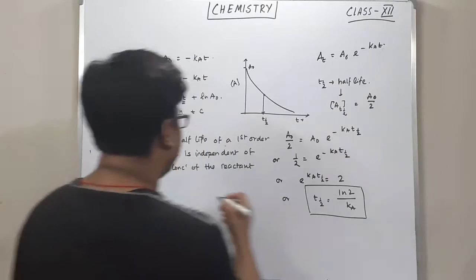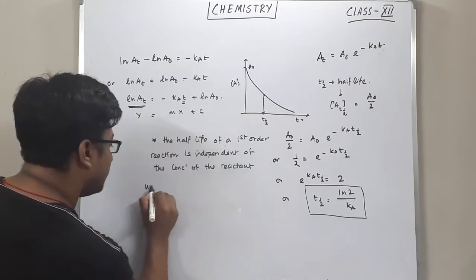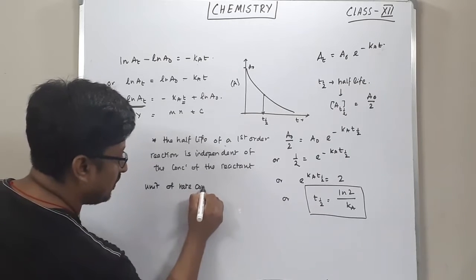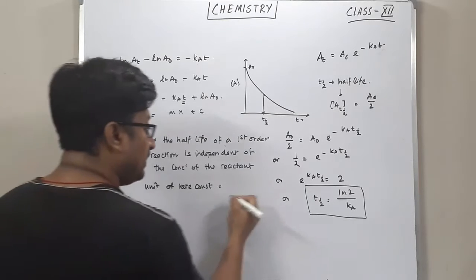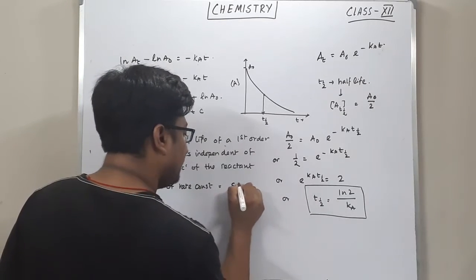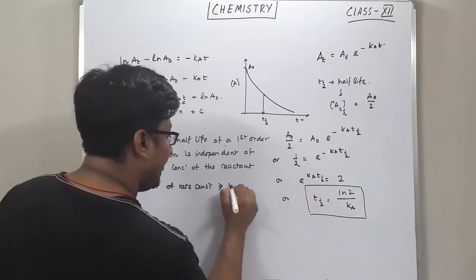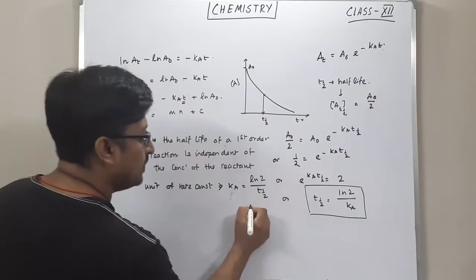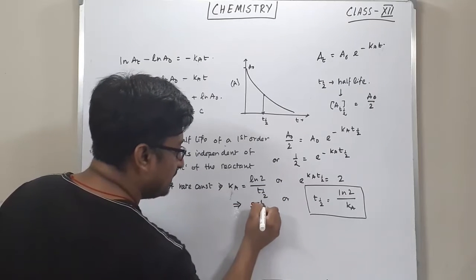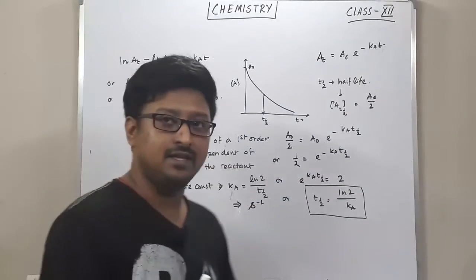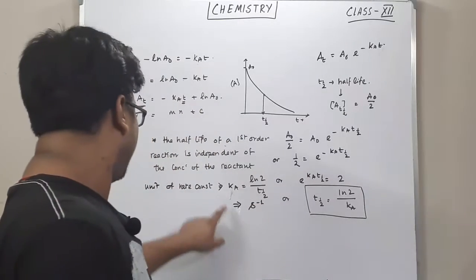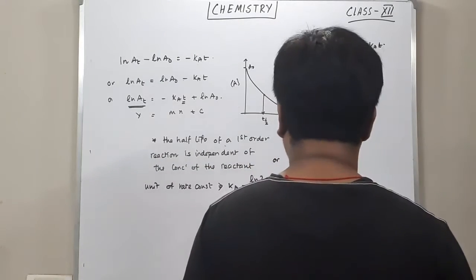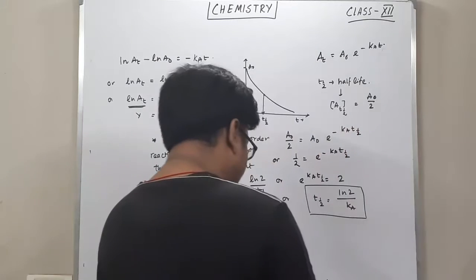Okay, so what is the unit of the rate constant here? Ka is equal to ln2 by t half. So this is time. So what will the unit be? The unit will be second inverse, time inverse. Basically it will be time inverse. Okay, acha. So this is what we use for the calculation of the first order reaction.